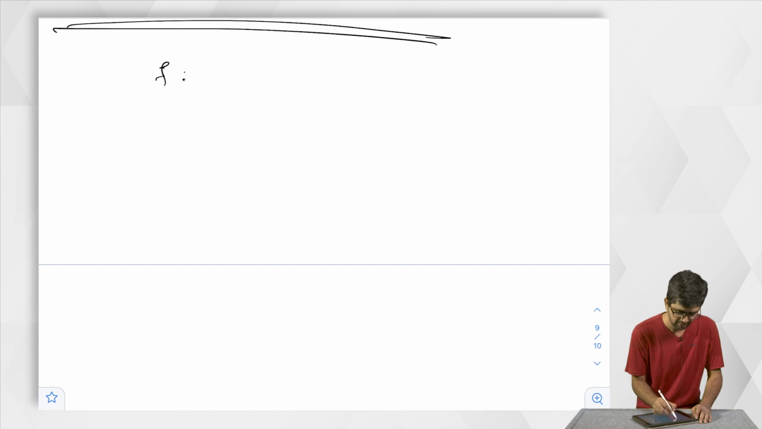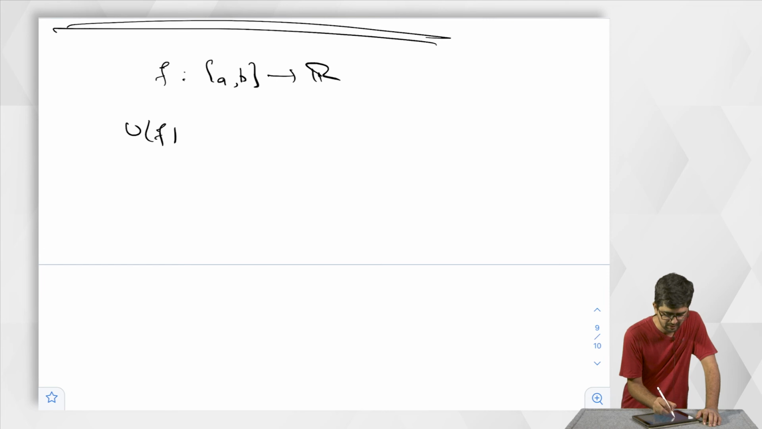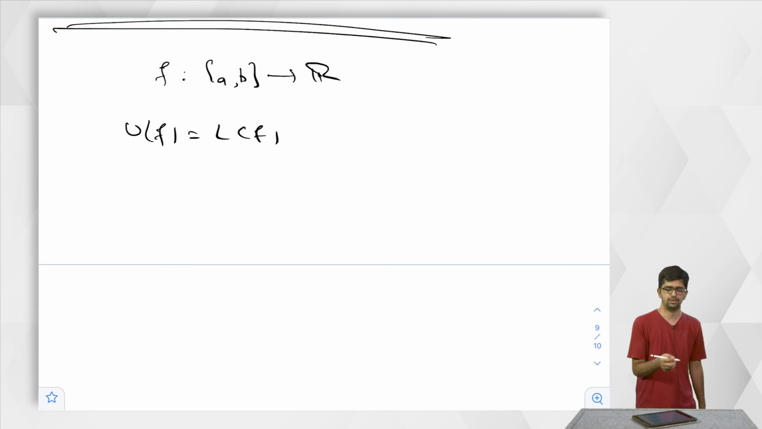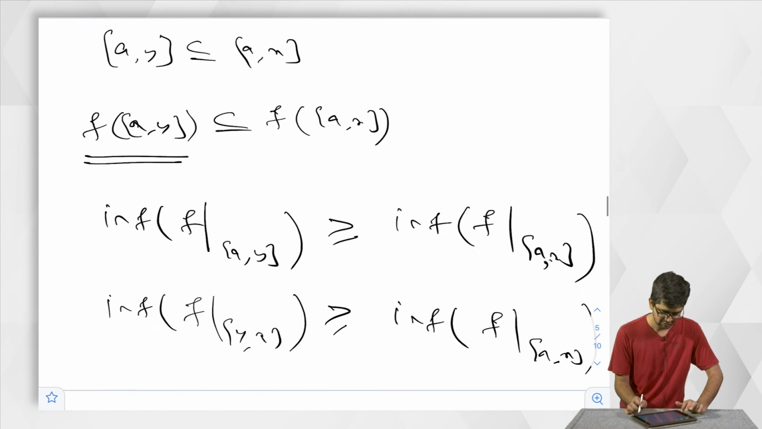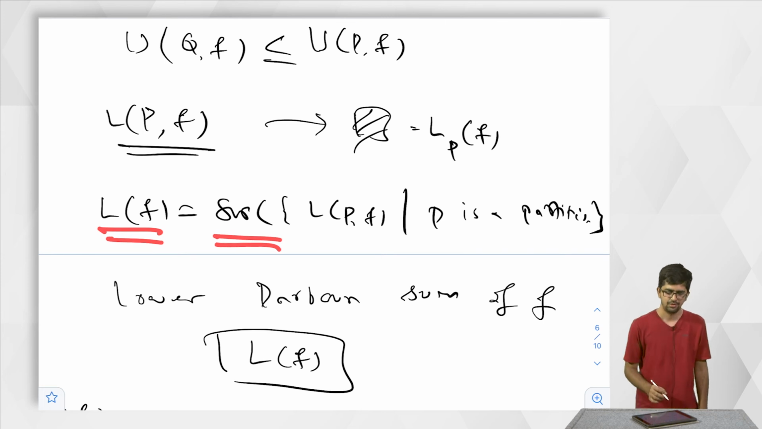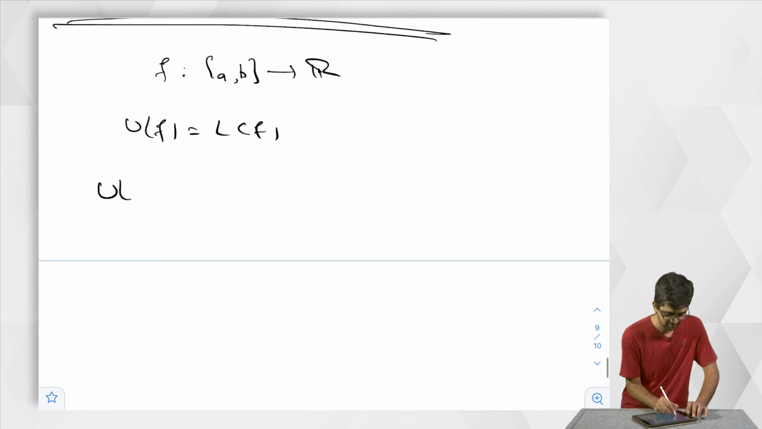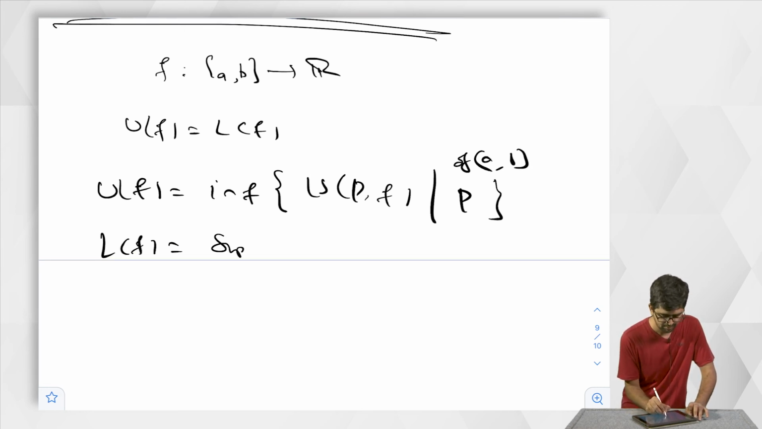Let us take f to be Darboux integrable, which means Uf is equal to Lf. Uf and Lf are defined using infimum and supremum. I forgot what Uf is. Let me check. How did we define Uf? Is it supremum or infimum? Lf is the supremum, so Uf should be the infimum. Uf is the infimum of U(P,f) for every partition P of AB. Similarly, Lf is the supremum of L(P,f), P a partition of AB.